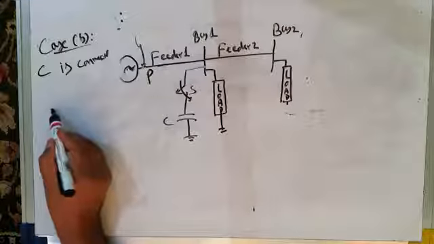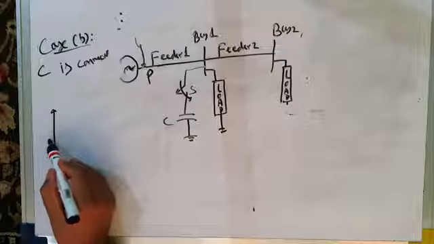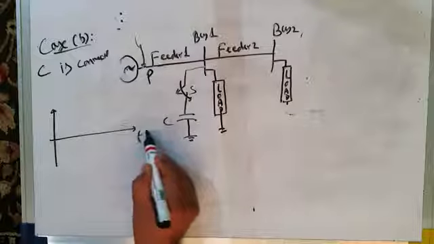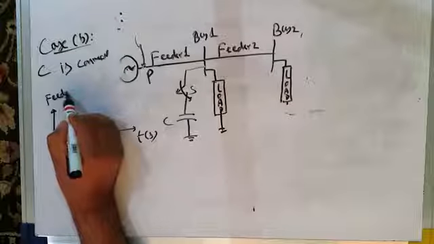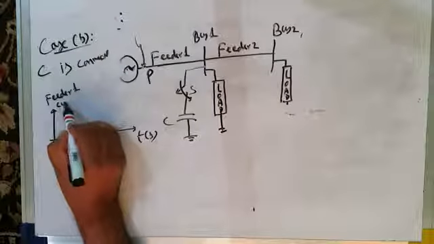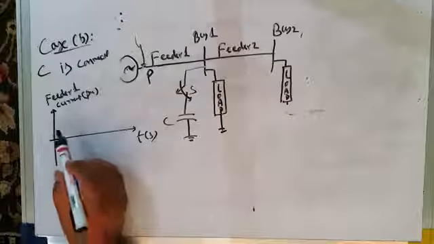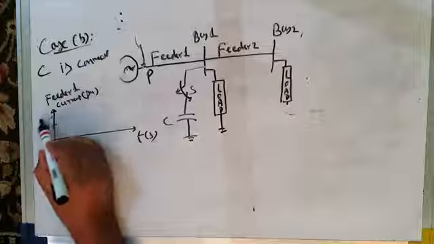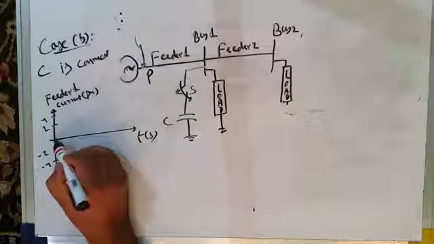Now for that purpose, we have to first of all see the feeder currents. This is time axis in seconds. Let us write here feeder 1 current, which is in per unit, 0 to 4 per unit, minus 2, minus 4 per unit.